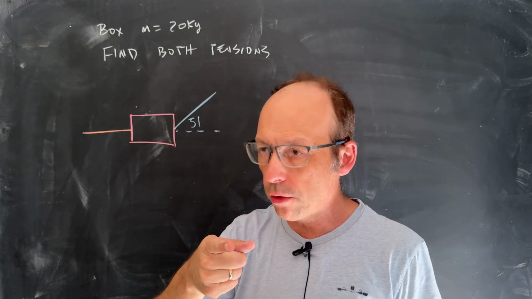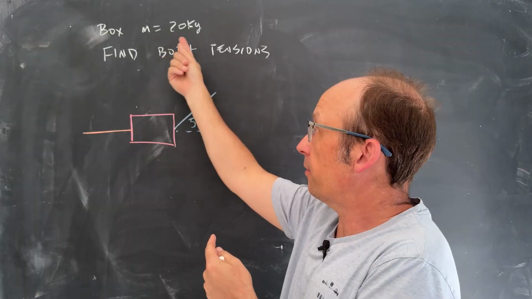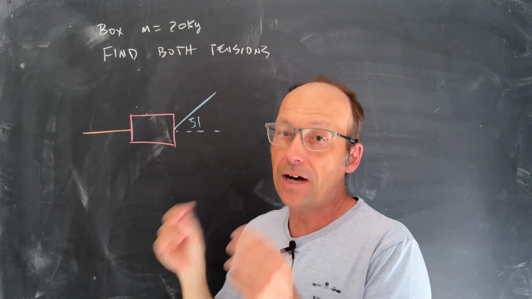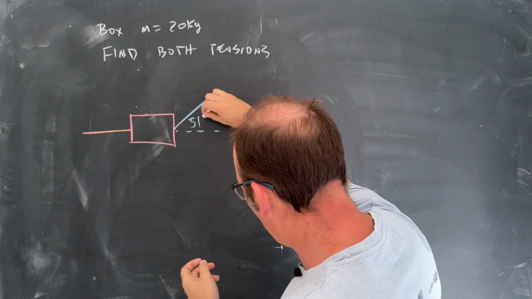Practice problem, forces and equilibrium. Here's the problem. A box has a mass of 20 kilograms, and it's supported by these two ropes right there. Find the tension in both ropes. So that's a 51 degree angle right there.